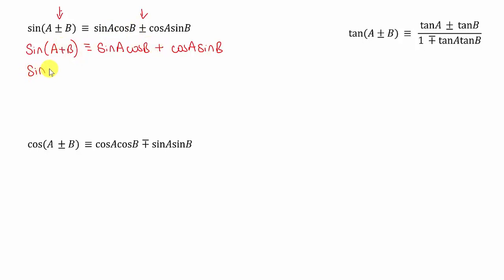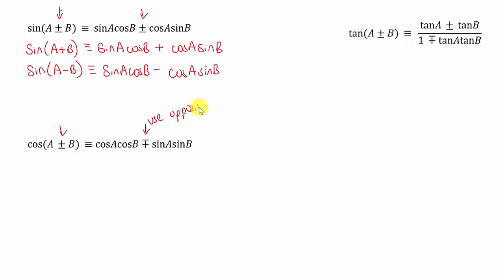But if I have plus in my problem, I'm going to use plus here. However, if I had sine of A minus B, then I would use sine of A cosine B minus cosine of A sine B. So this one's nice because whatever you see in the problem is the sign that you're going to use between these. But for cosine, notice that where we see plus or minus here, this sign is flipped here. That means use the opposite sign.